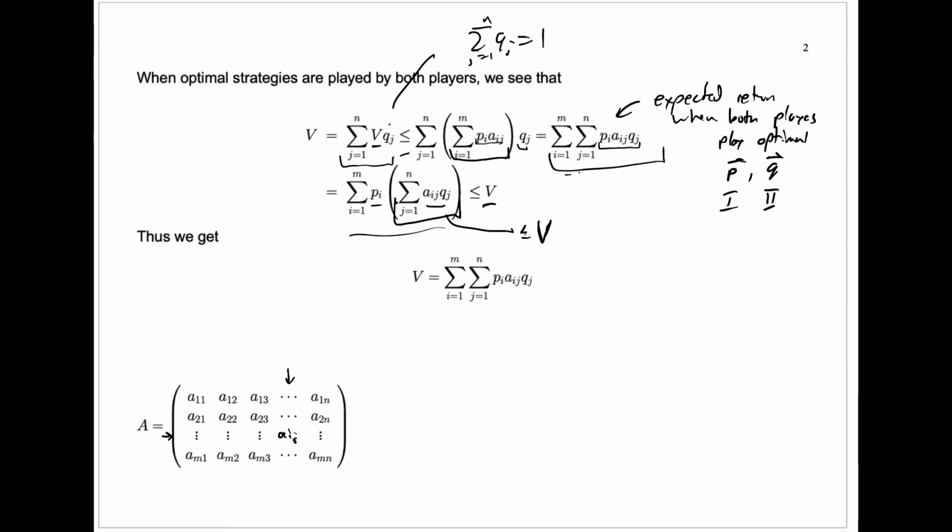If any one of these inequalities, this one or this one, were a strict inequality, there's no way that V could equal V. And of course, that would be a contradiction since V does equal V. So what does that tell us? It tells us we have equalities here and here. And then each and every entry here is equal to V. In particular, this quantity here, this expected return when both players play optimally, is exactly V, the value of the game. That's not surprising, but it's a nice thing to see formally as we've seen it here.